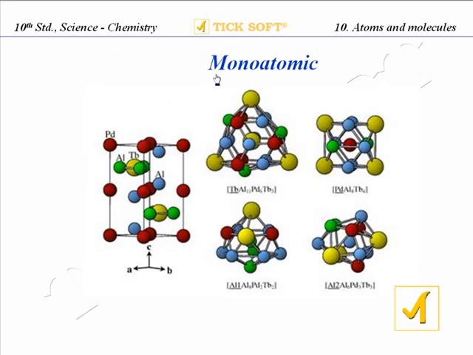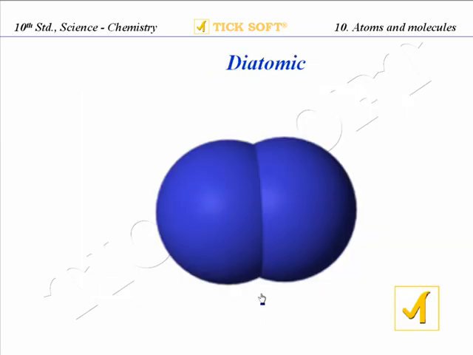A monoatomic molecule contains only one atom. The picture shows a monoatomic gaseous molecule. Diatomic means it contains two atoms, for example hydrogen, chlorine, bromine and iodine. These are considered diatomic molecules.